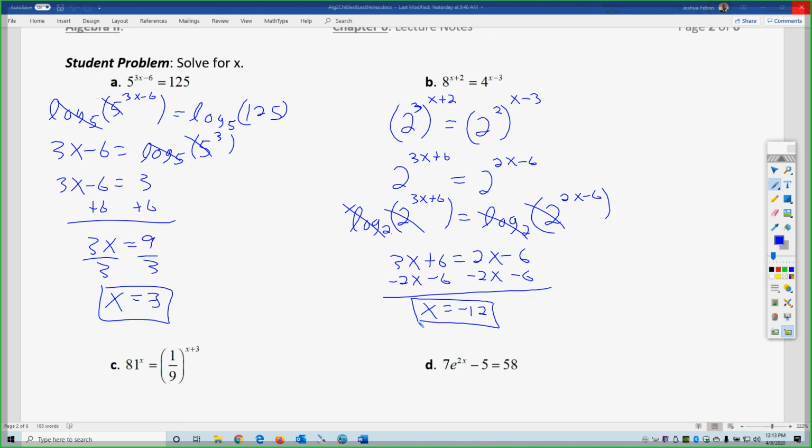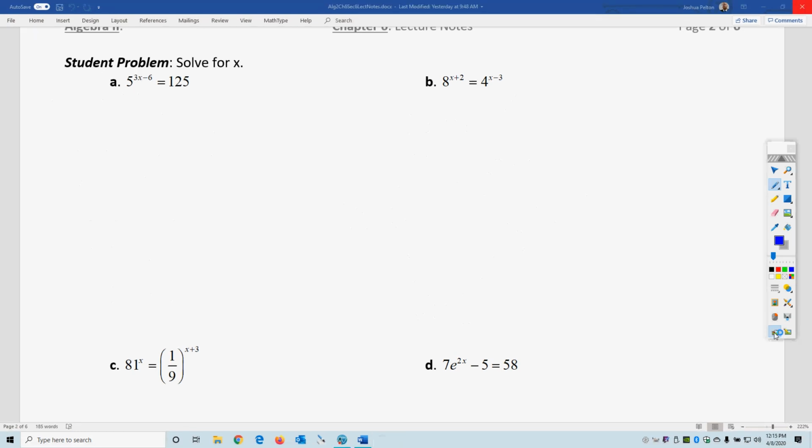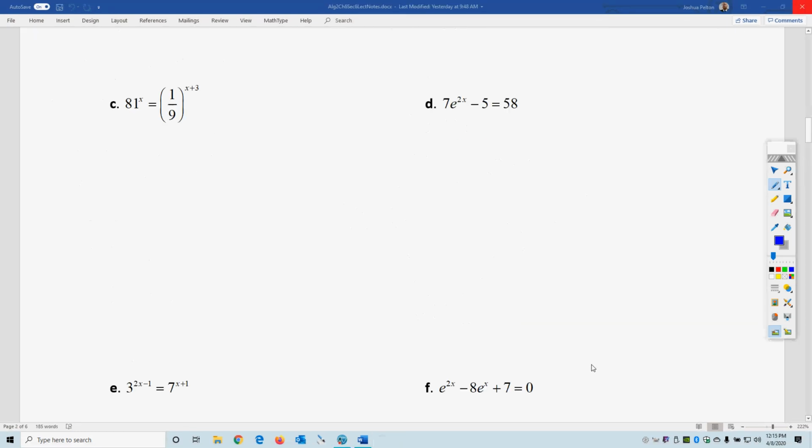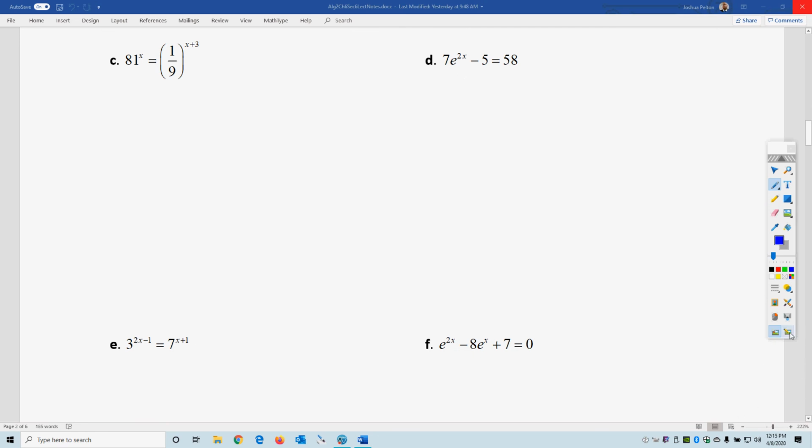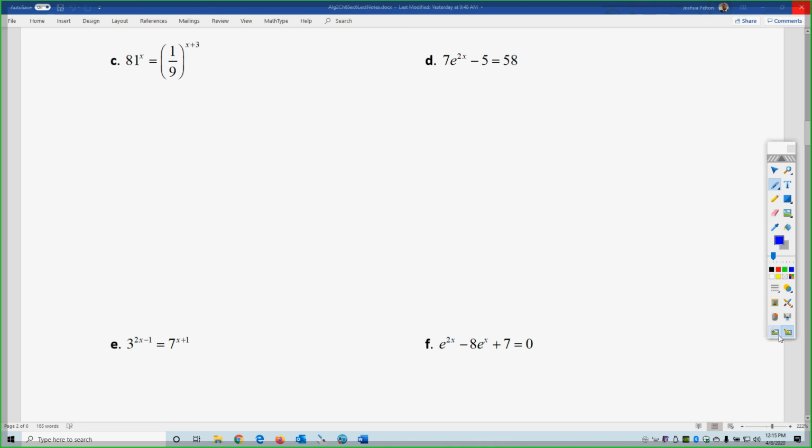So scenario 1 had one base. Scenario 2 had two bases, but we could match them up. So C is still scenario 2, where we don't have the same bases. We have multiple of them, but I can still match them up because 81 and 1/9 can match, because 81 and 9 are both powers of 9 or 3. I'll do 9, so that's 9 squared is what my 81 becomes. And then the 1/9 becomes 9 to the negative 1. So that's 9 to the 2x equals 9 to the negative x minus 3 if I simplify.